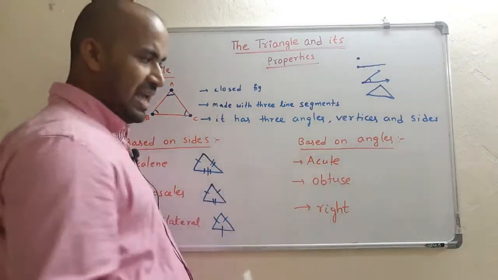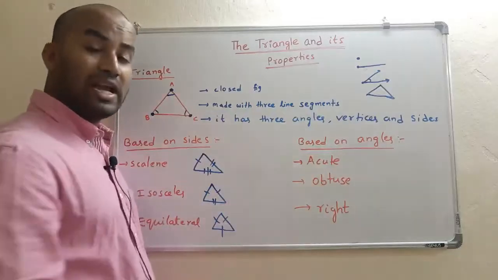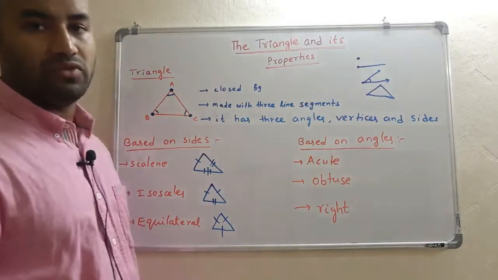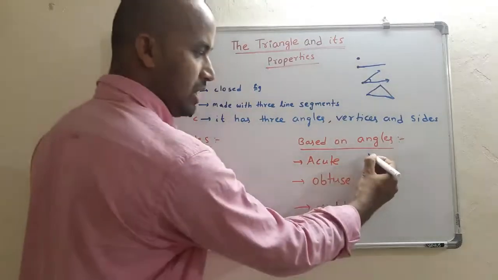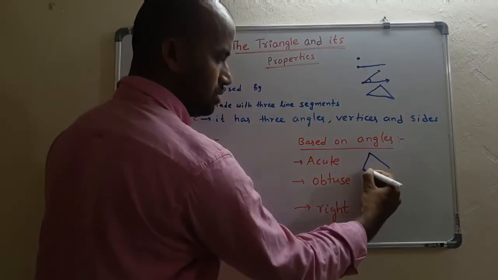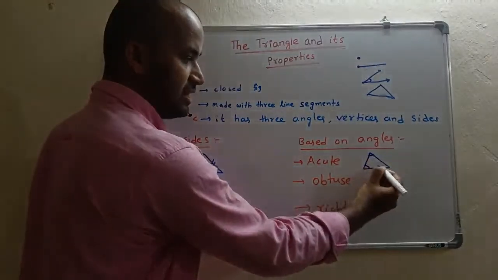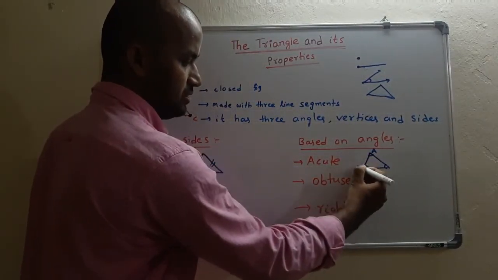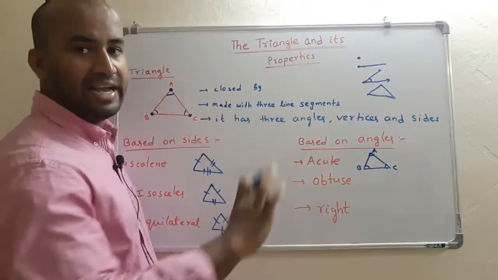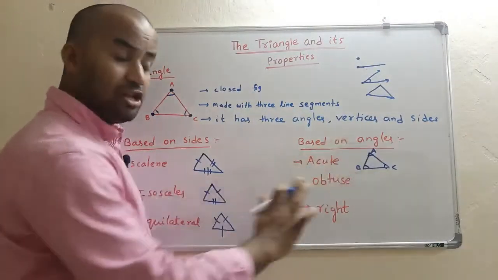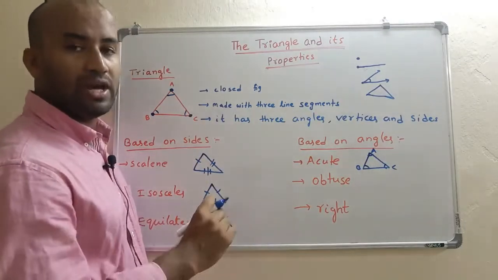Now based on angles, again there will be three types of triangles. One is the acute angle triangle. Acute angle means what? In lines and angles we studied, the angle should be less than 90 degrees. Acute angle triangle means all three angles, listen here, terminology, all three angles are less than 90 degrees. No angle should exceed 90. Then it is called an acute angle triangle.